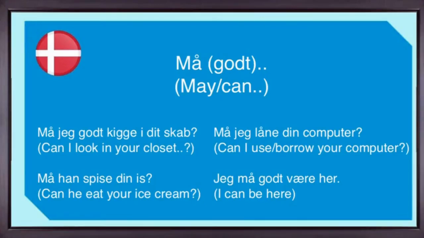Jeg må godt være her. I can be here, like it's okay for me to be here. I have permission. It's allowed, etc. Right? So this is can when you're giving permission, not can for ability, because that is can with a K.